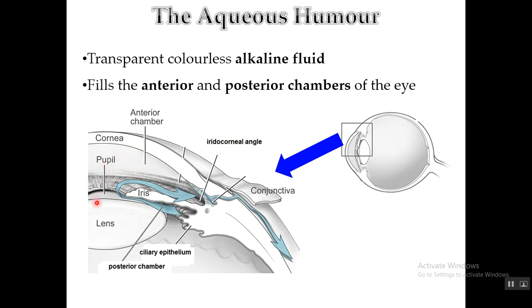This chamber consists of two chambers. One between the iris and the lens is called the posterior chamber, and the second, between the iris and the cornea, is the anterior chamber. In the anterior chamber and the posterior chamber, you have a fluid. This fluid is a transparent, colorless, alkaline fluid called aqueous humor, and it fills the anterior and posterior chambers of the eye.